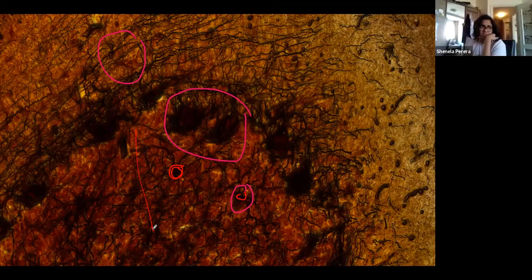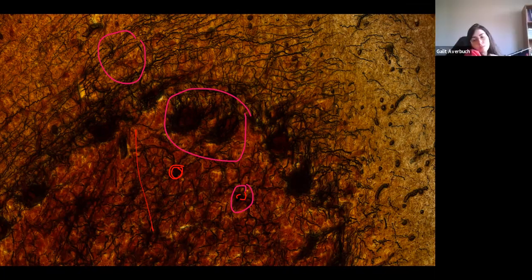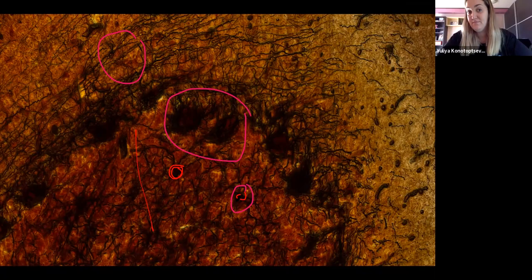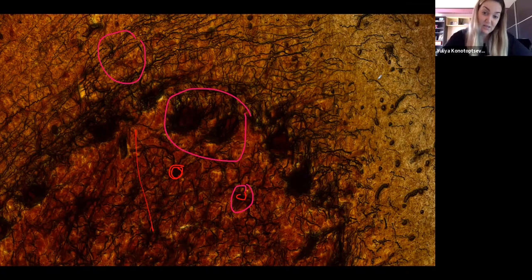The granule. Yes, this is a granule layer. Is this a normal position for basket cells? No. Surprisingly, yes. In theory, basket cells are in the molecular layer. In reality, basket cells are in the granule layer.